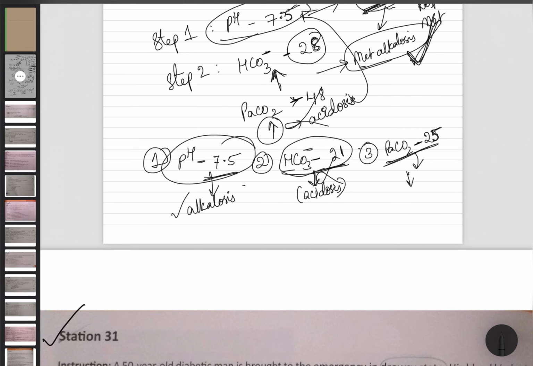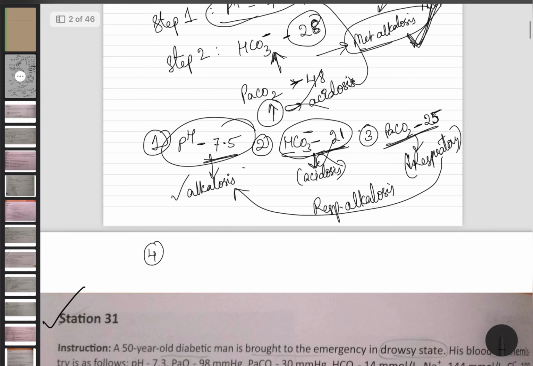So PaCO2 is low. That means CO2 in the body is low. So the respiratory component is contributing to alkalosis. This is respiratory alkalosis. Then one more example we are going to take.